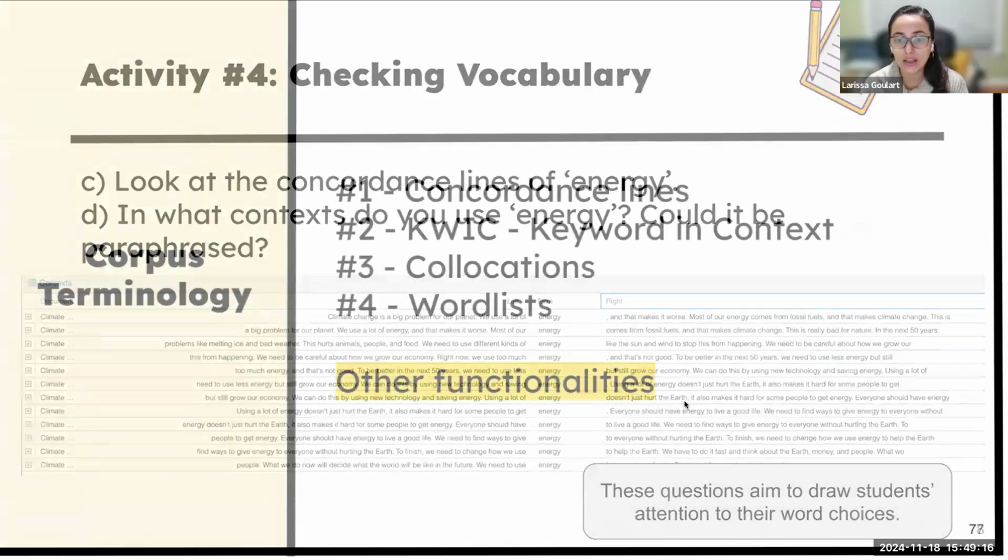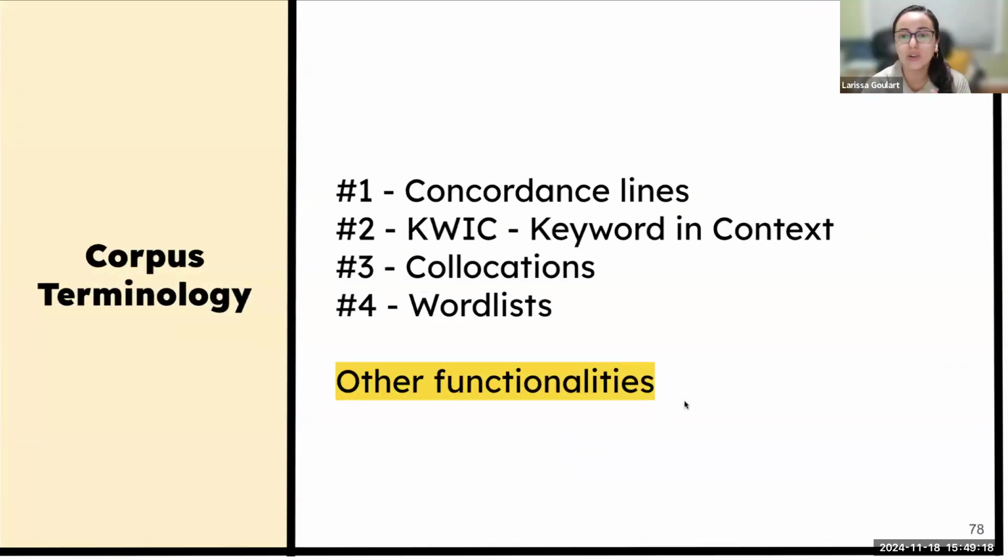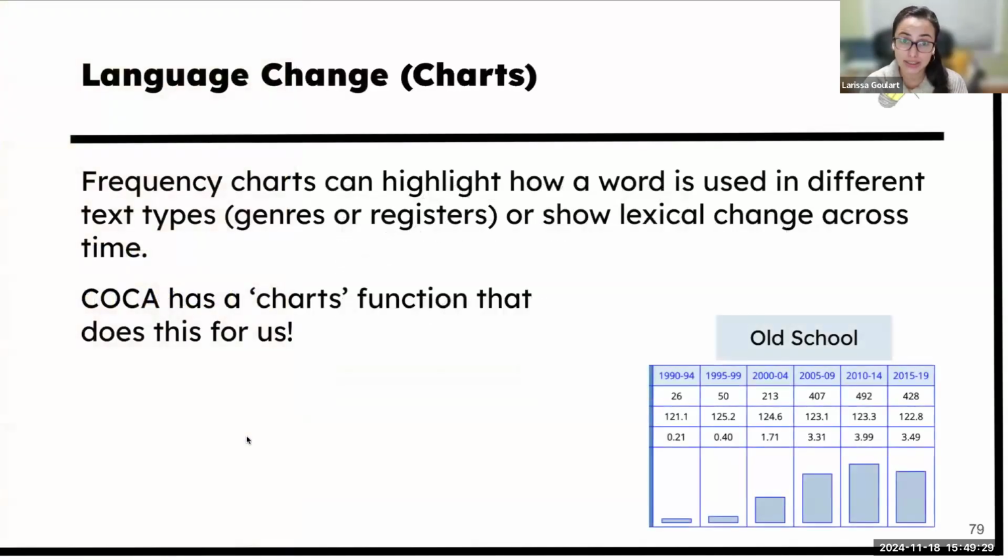So we learned about concordance lines, keyword in context, collocations, and word lists. There's another functionality that I find very interesting when I'm teaching academic writing, and this is the charts on COCA. This really tracks language change. Frequency charts can highlight how a word is used in different text types, either genres or registers, or show lexical change across time.